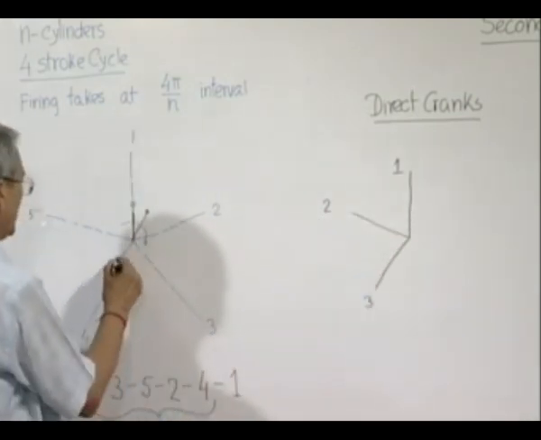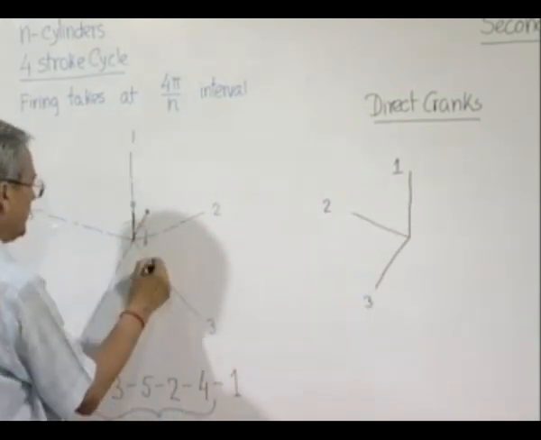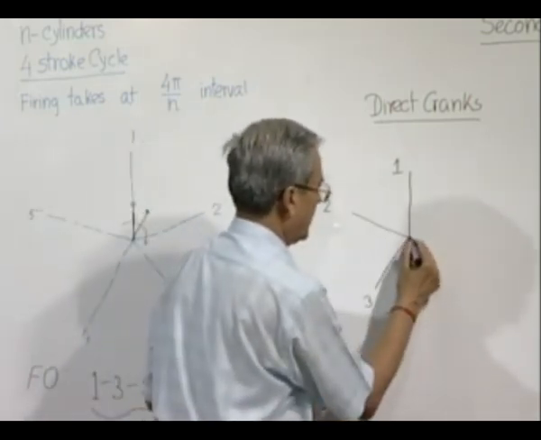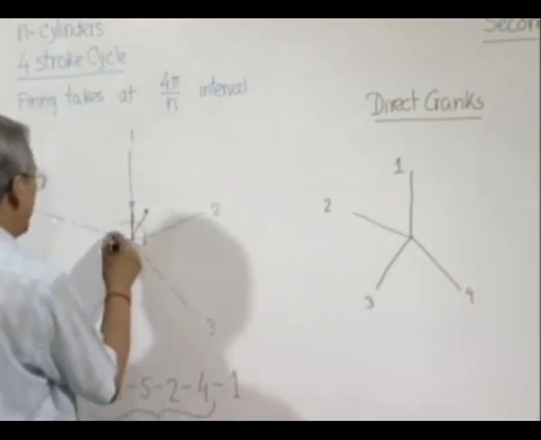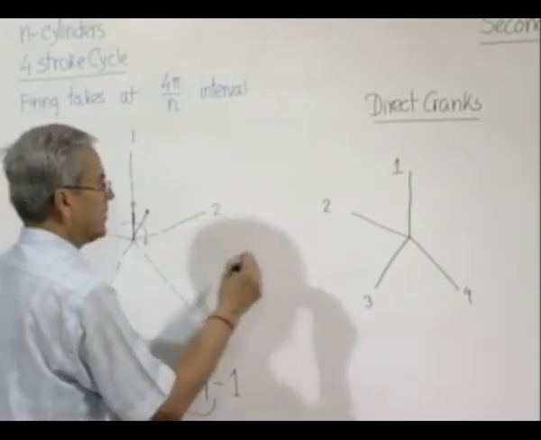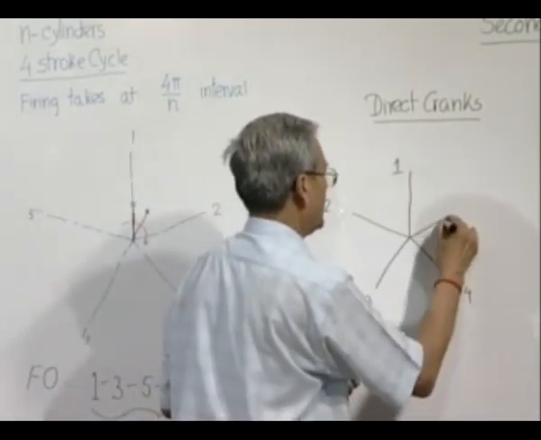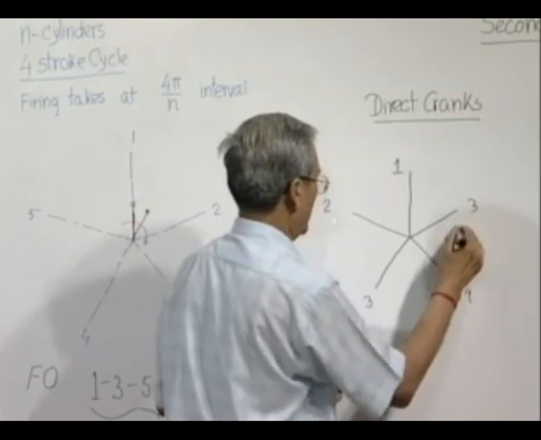For 4, it is only 2 units. So, it will become 4 units. So, it will go here. And for 5, it is 1 unit. It will be twice because it is the secondary.